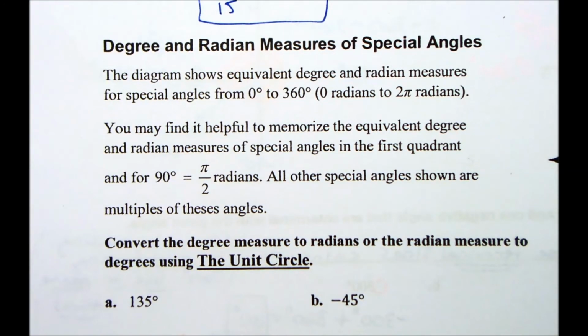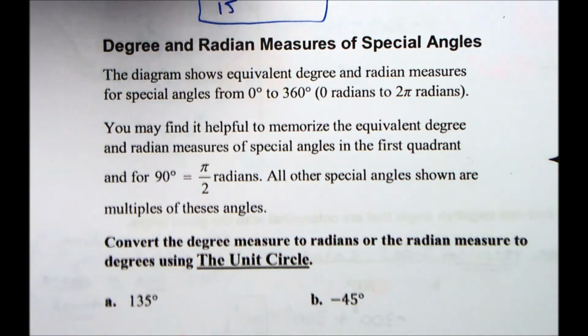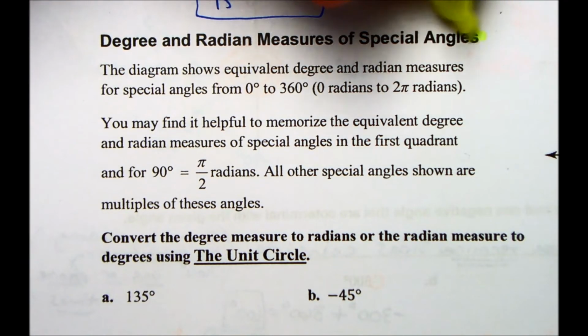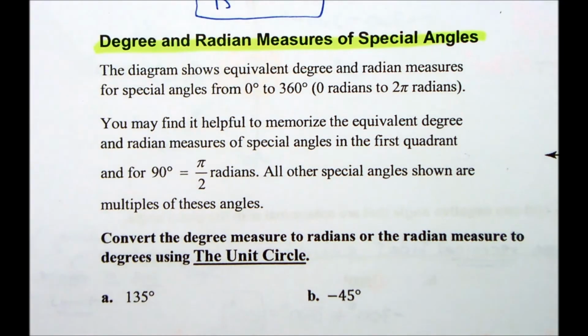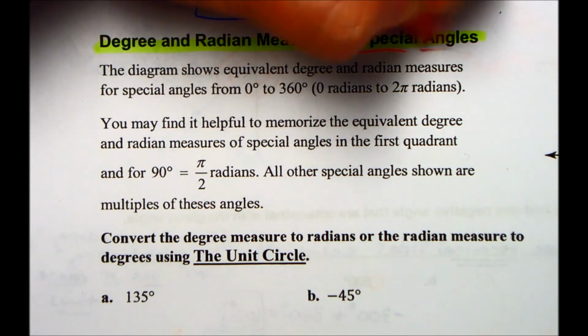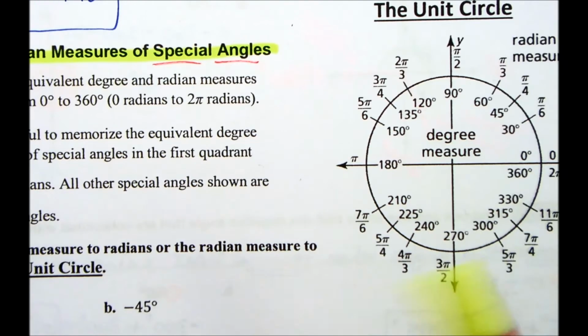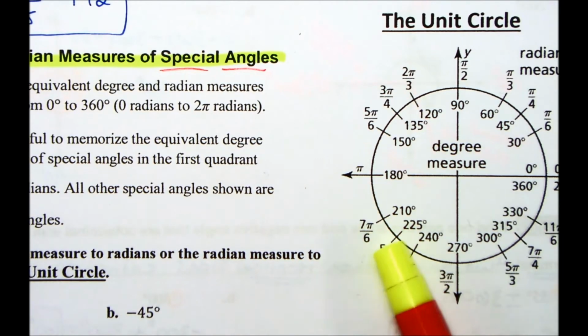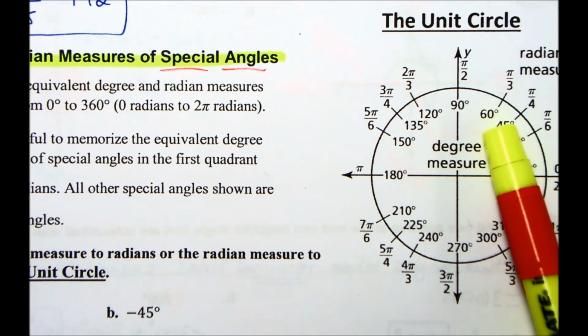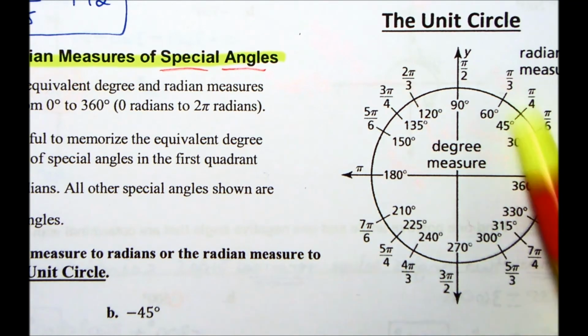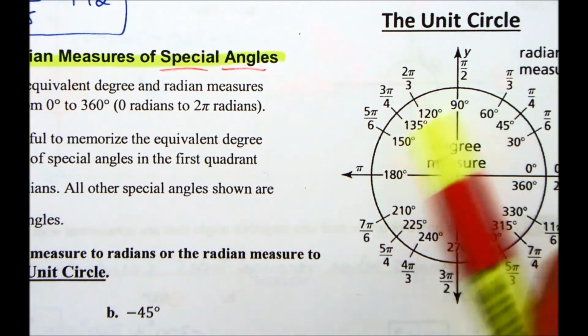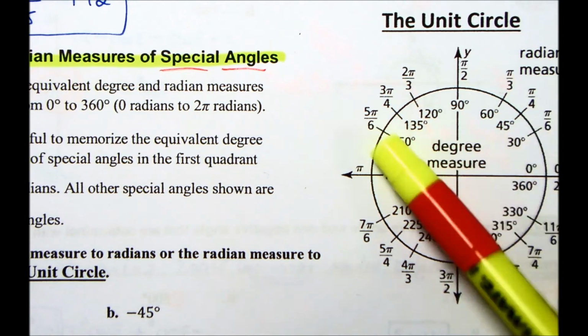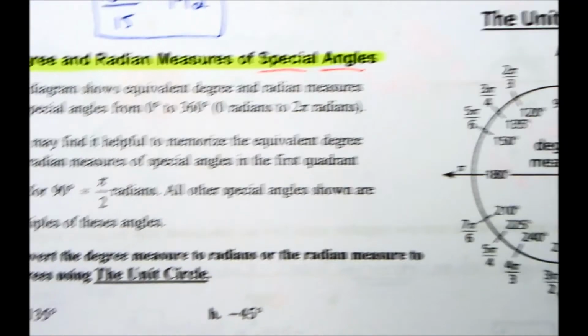I know it's a lot of reading, but in general what we're doing is we're looking at the degrees and radian measures of special angles. So our special angles are the ones that are on the unit circle. So you don't see every single degree on here. It's just the 30, 45, 60, 90, all of those that are going up by 30s or the 45s in between.